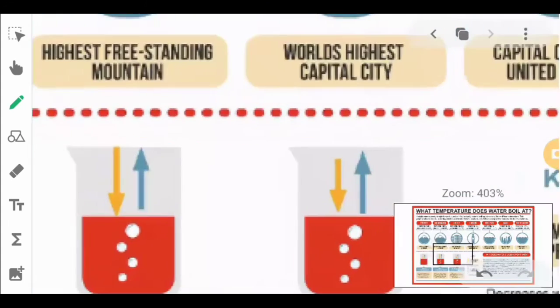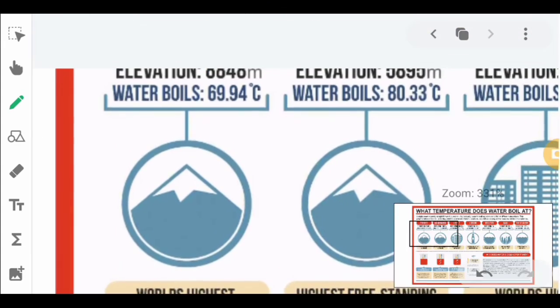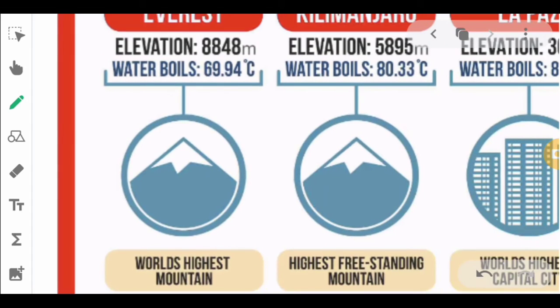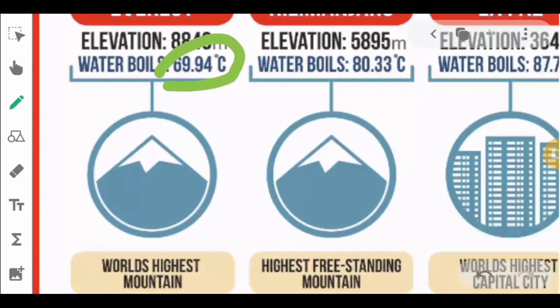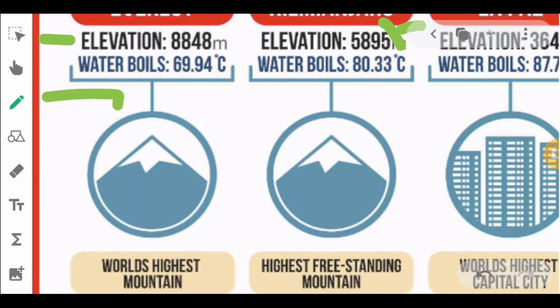So let us say, for example, at the world's highest mountain, the water will boil at 69.94 degrees Celsius. Then at the highest freestanding mountain, the water will boil at 80.33 degrees Celsius. If you look at the elevation values, this one is higher compared to this one, and the boiling point is 69.94 here because the elevation here is higher. The lower the elevation, the higher the boiling point. And as the pressure decreases due to the altitude, the boiling point decreases as well. So you can have boiling water at 32 degrees Celsius depending on the altitude.